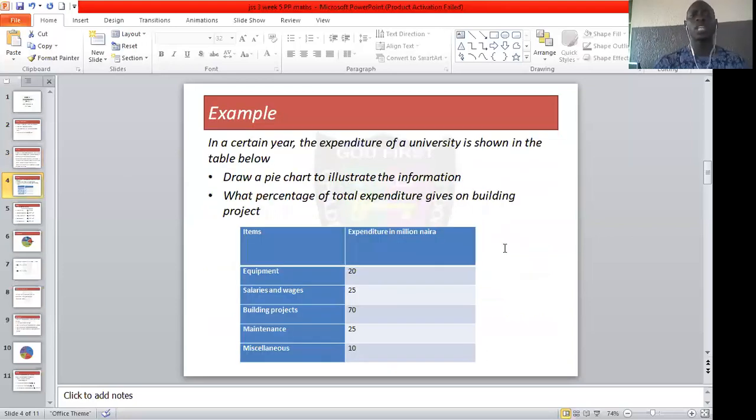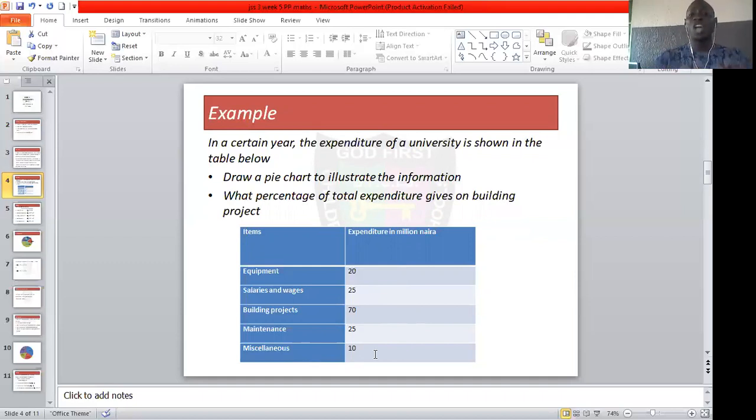Example 1. In a certain year, let's say 2020, the expenditure of the university is shown in the table below. In million naira: equipment is 20 million naira, salaries and wages is 25 million naira, building project is 70 million naira, maintenance is 25 million naira, and miscellaneous is 10 million naira. Question 1: draw a pie chart to illustrate the information.